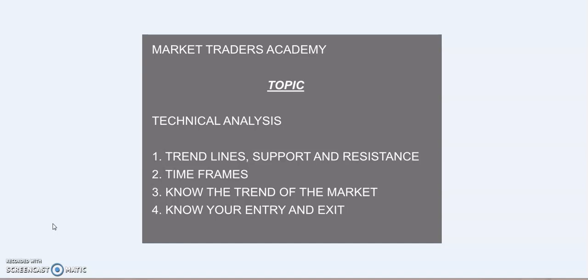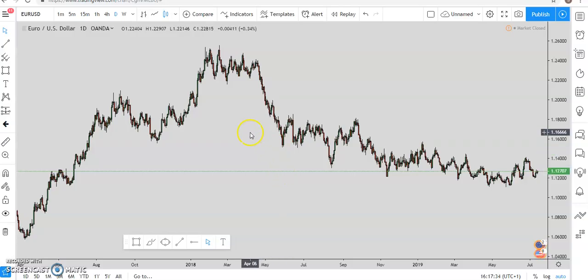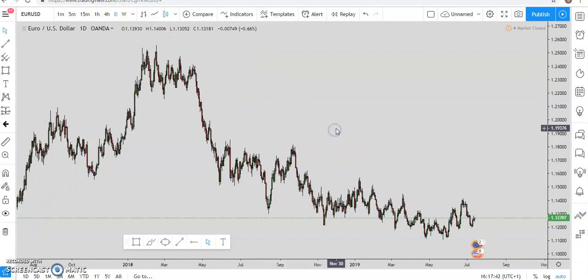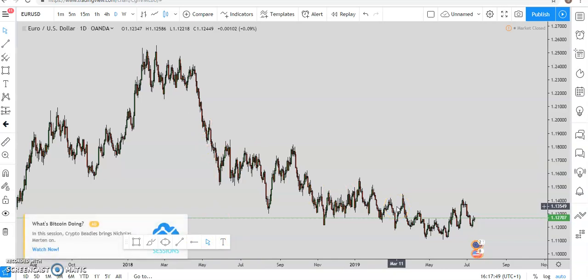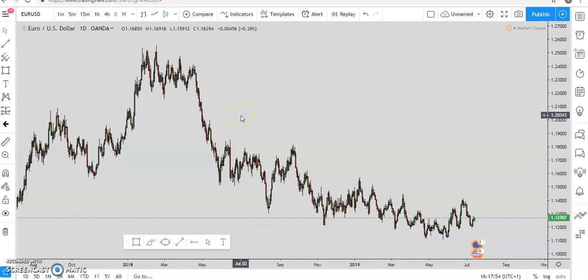So quickly I'll go to the chart and then we look at how the trend looks, or how to draw your trend line, support, and then the resistance. All right, so quickly we go to the chart. This is Euro USD, and you can see it's on the daily chart. So now we want to know the direction of this market. This is what we're gonna look at.